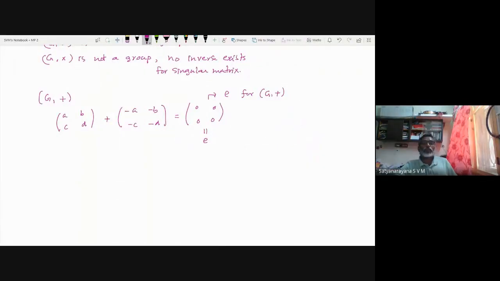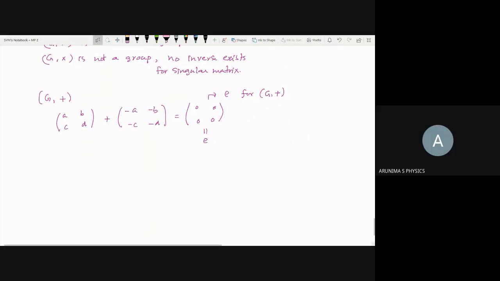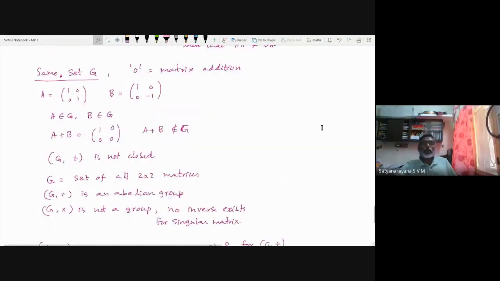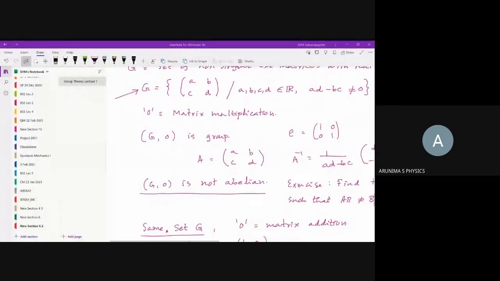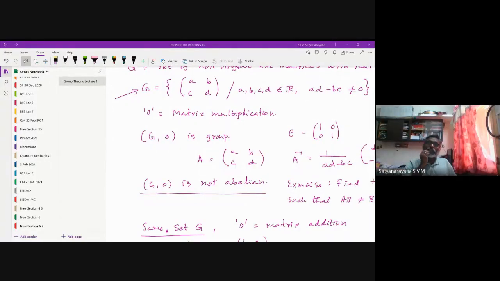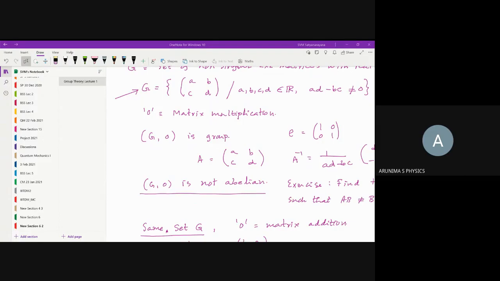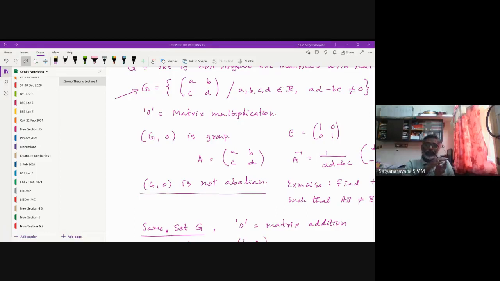For the exercise given to find the counter example, you found it? Yeah, AB not equal to BA. Should A and B belong to set G, or can we take any other set? No, they should be in set G, like the 2 by 2 matrices only. But you should not take singular matrices. They should be non-singular 2 by 2 matrices. Because if you take from some other set, then even if you show AB is not equal to BA, it is not useful.